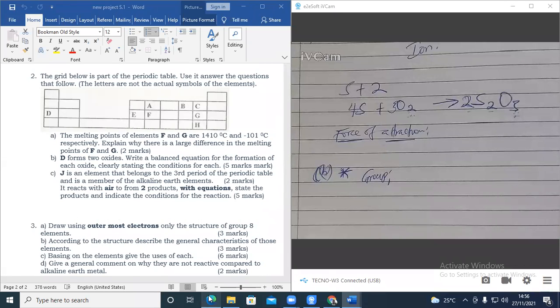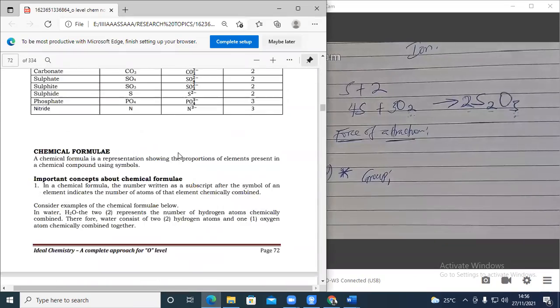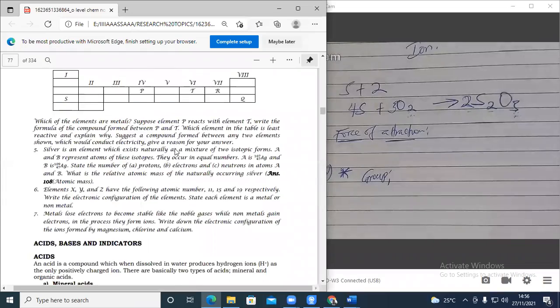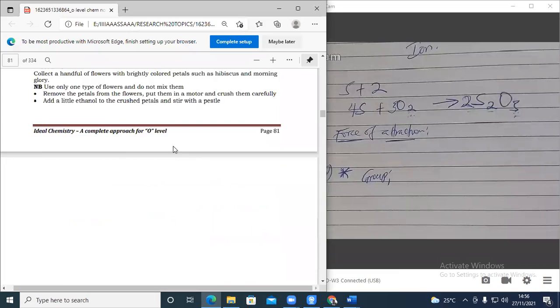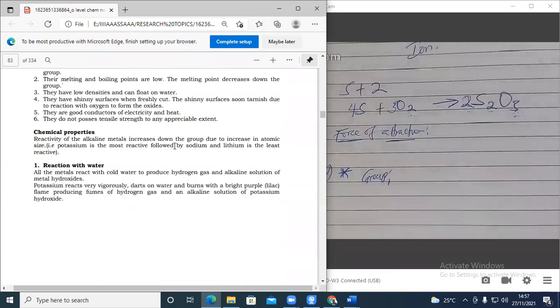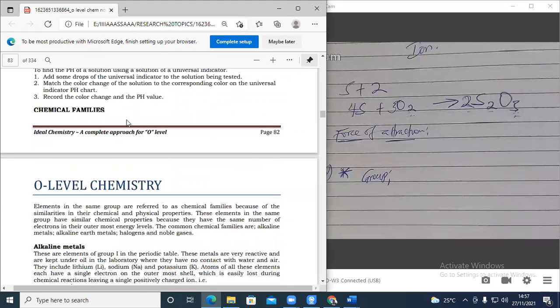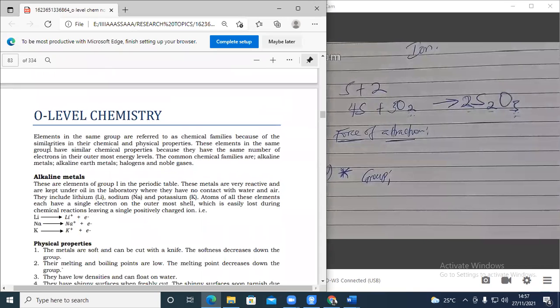Record this lesson and we go back to these chemical families. It was on which page? Page somewhere here. Good. So these are chemical families on page 82, isn't it? Yes. They're saying elements in the same group. Somebody is going to take over from there.